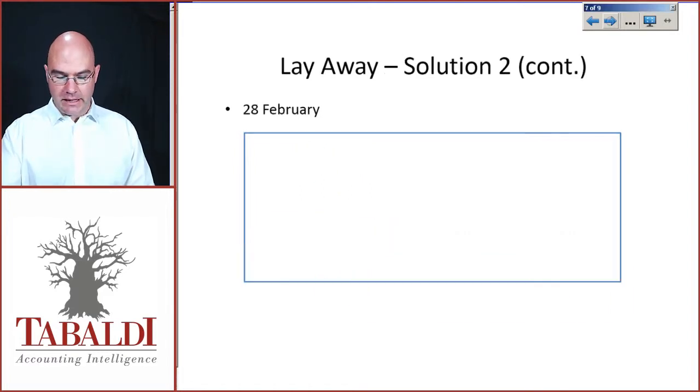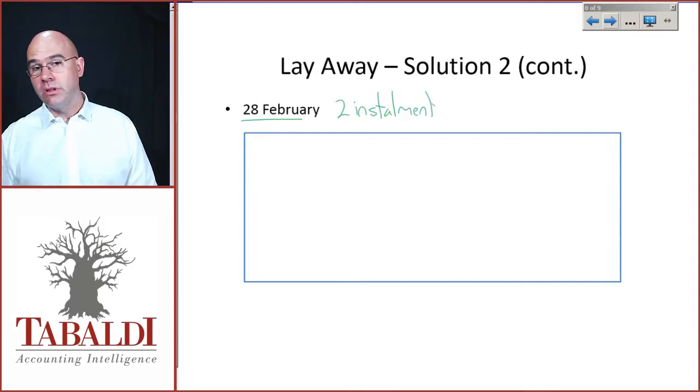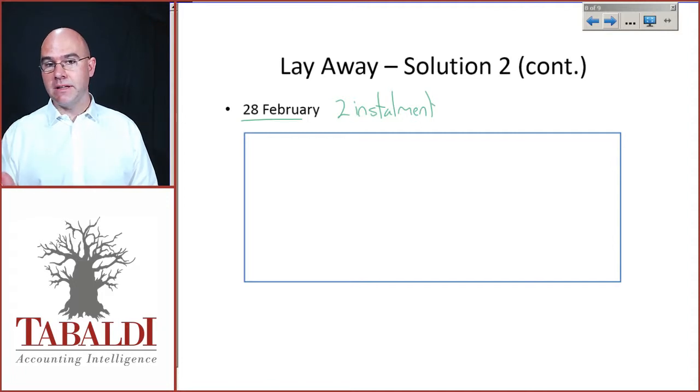Okay, now on the 28th of February, you'll receive the second installment. I want you to push pause and give this journal a try now. Remember, you have received a significant deposit. There's a history of sales being consummated. And the third one is the bike was on hand and ready for delivery. Give the 28th of February journal a try.